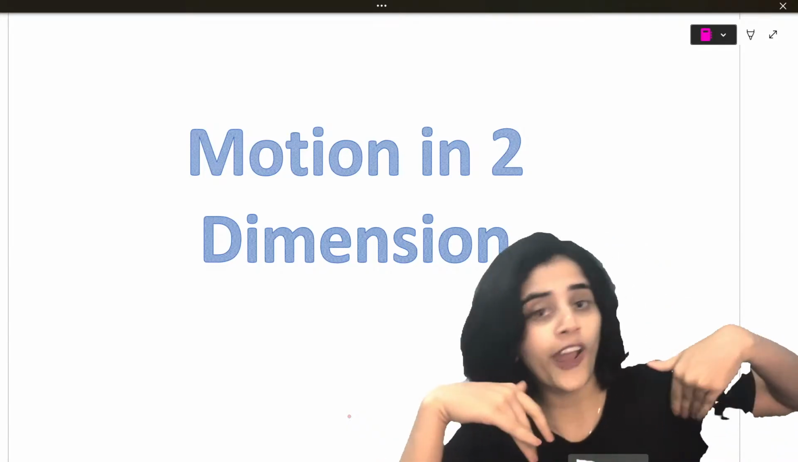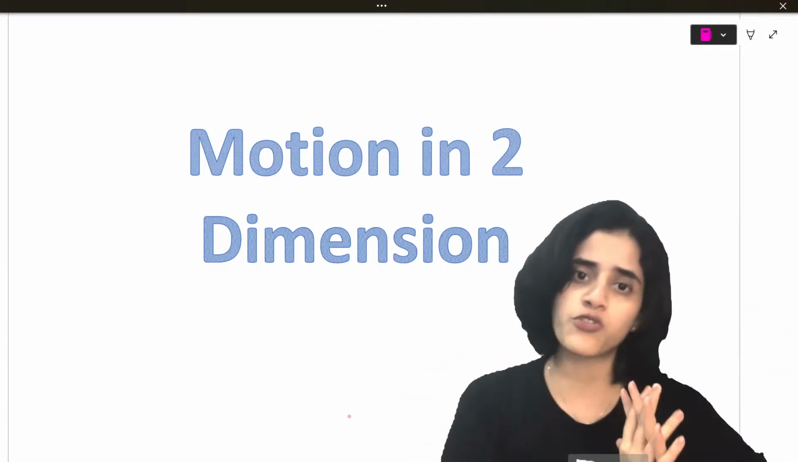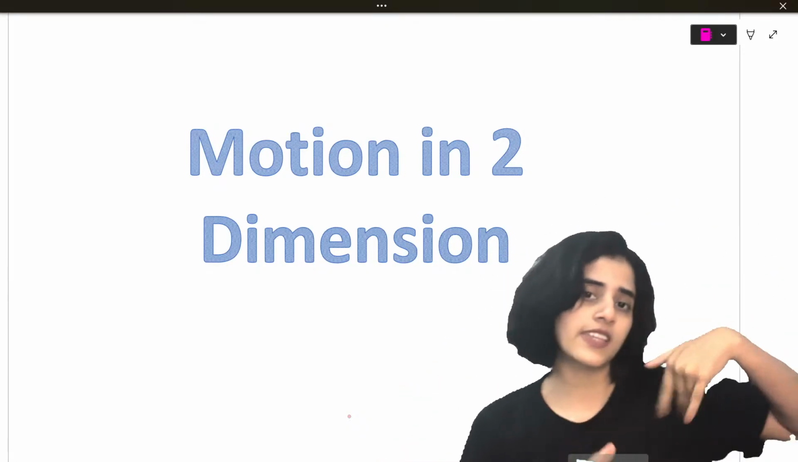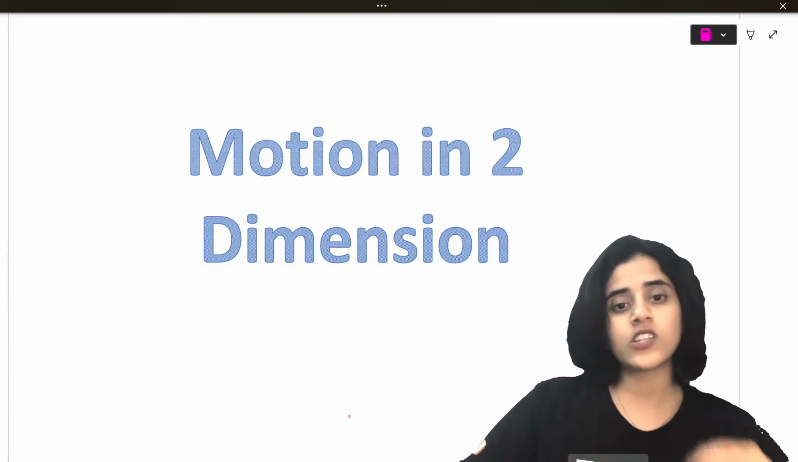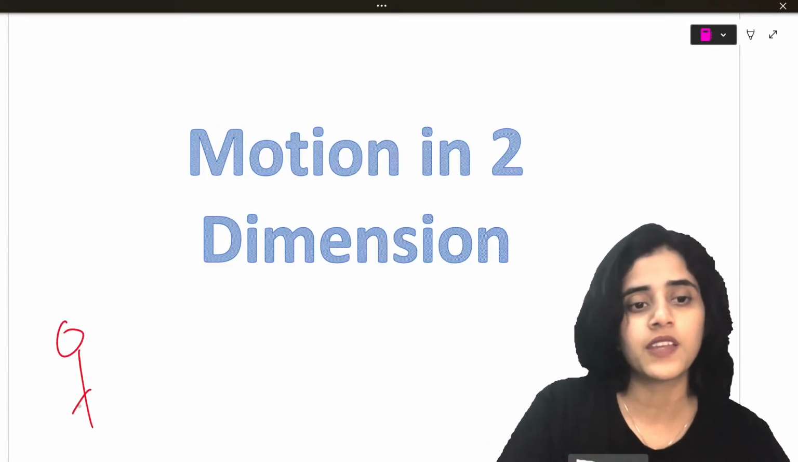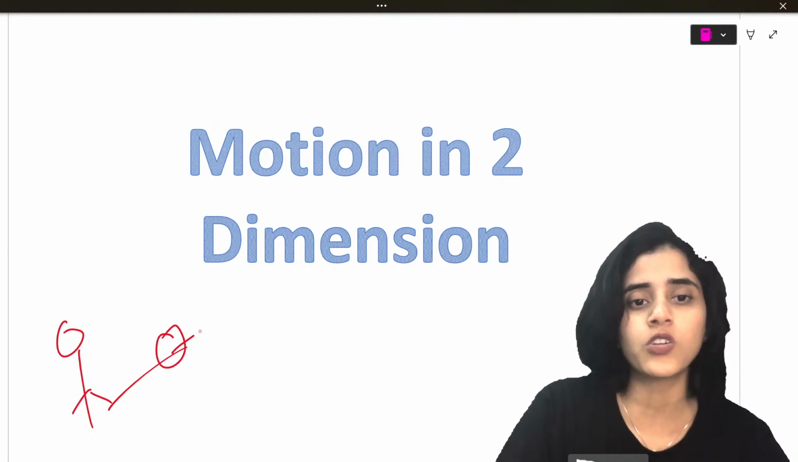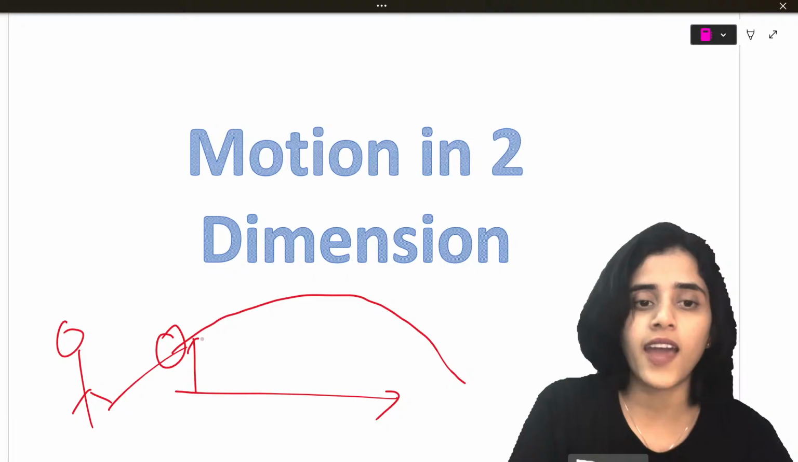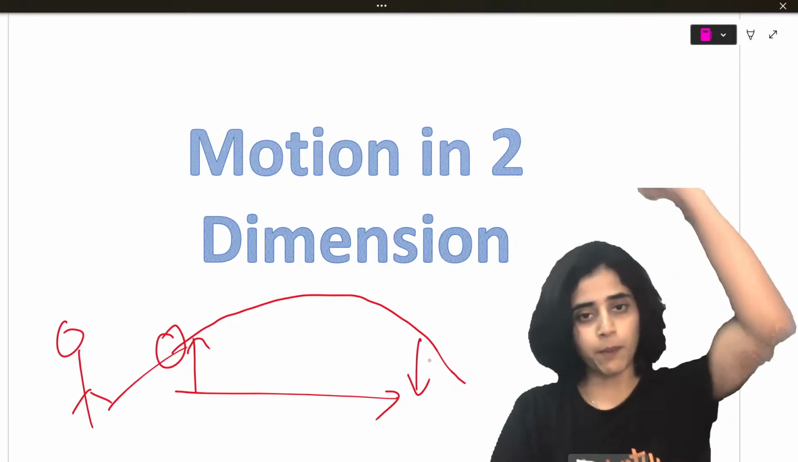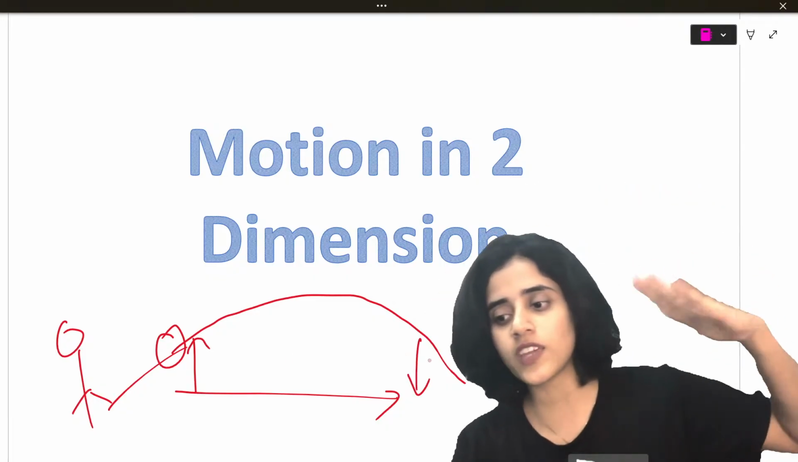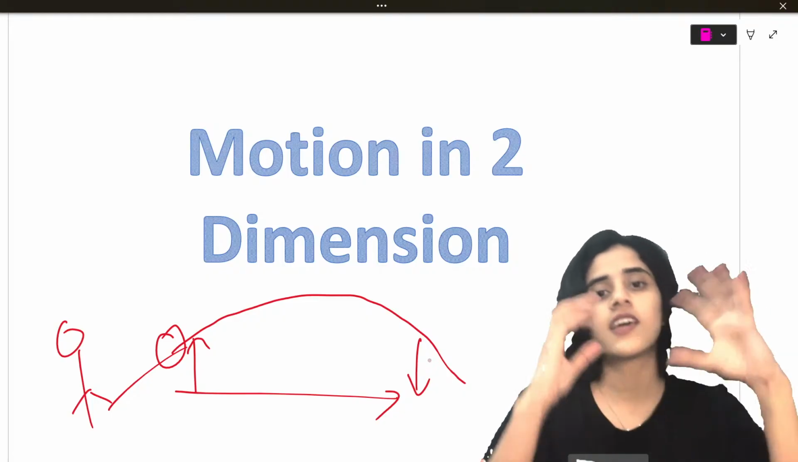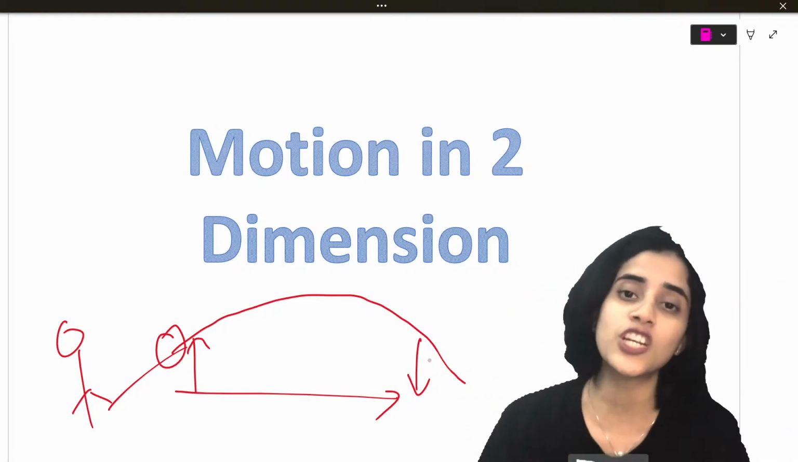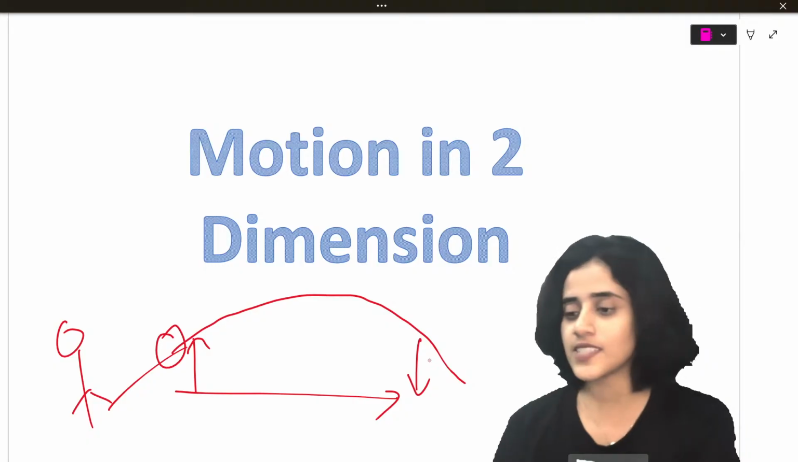So, imagine, are you all Messi fans or Ronaldo fans? If Ronaldo is hitting his football, how does the football go? Imagine he hits the football, so the ball goes like this. The ball is going in the x-axis and the y-axis. It's moving up and down. So if something is moving in the x-axis and the y-axis, that kind of motion is called motion in 2 dimension.